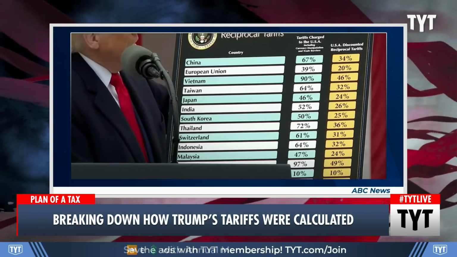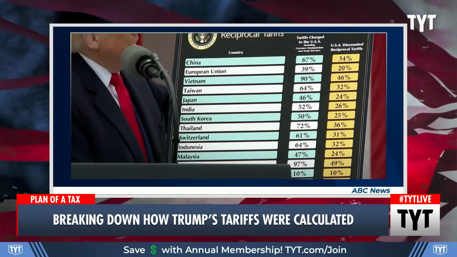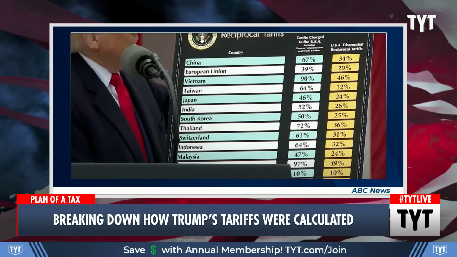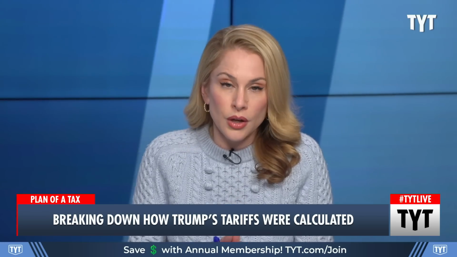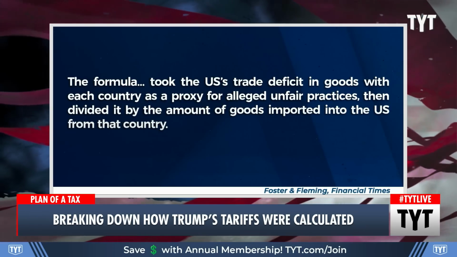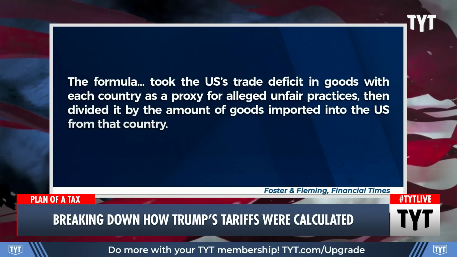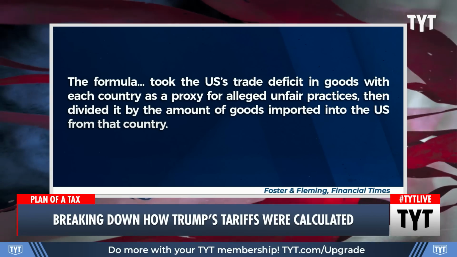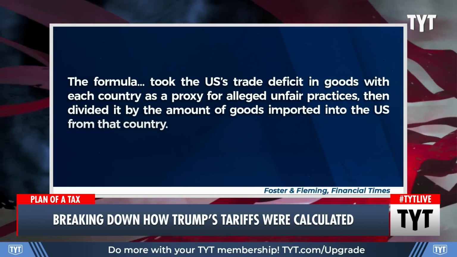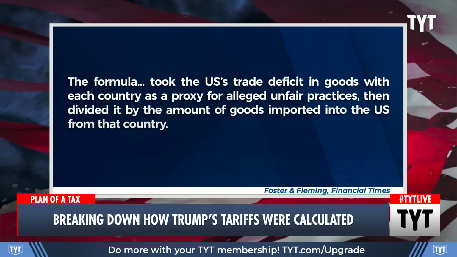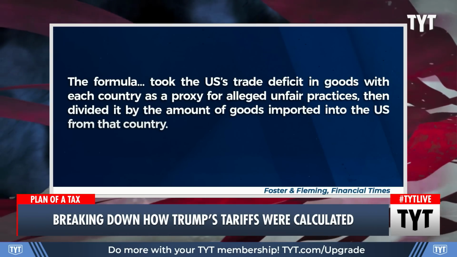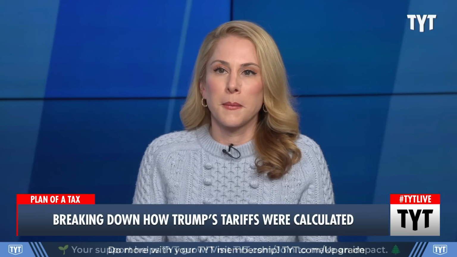So the US Trade Representative has released the formula that the Trump administration used, and I want to tell you how it worked. The formula took the US's trade deficit in goods with each country as a proxy for alleged unfair practices, then divided it by the amount of goods imported into the United States from the country. Okay, let's pause for a second.